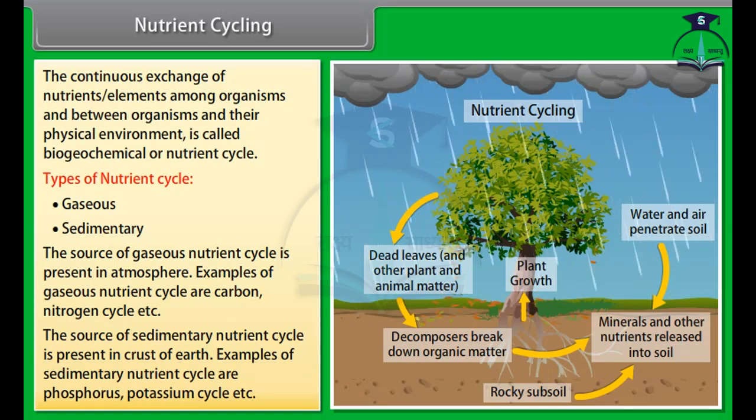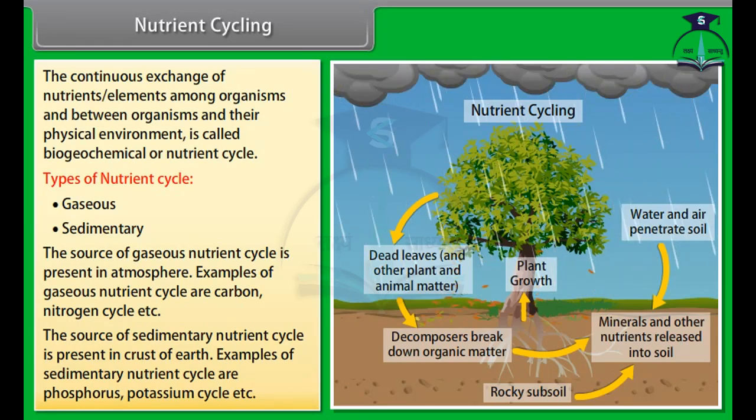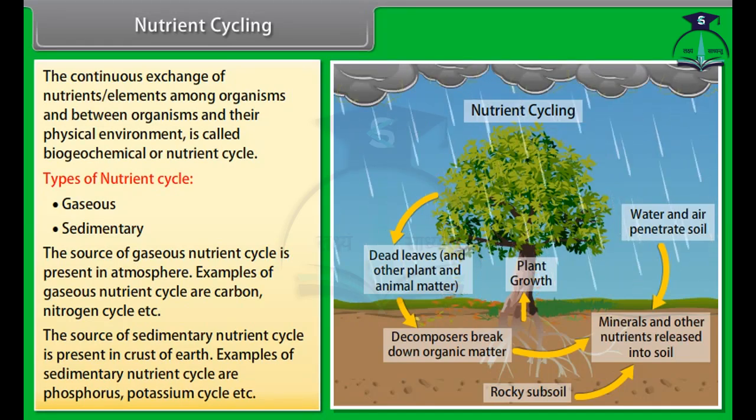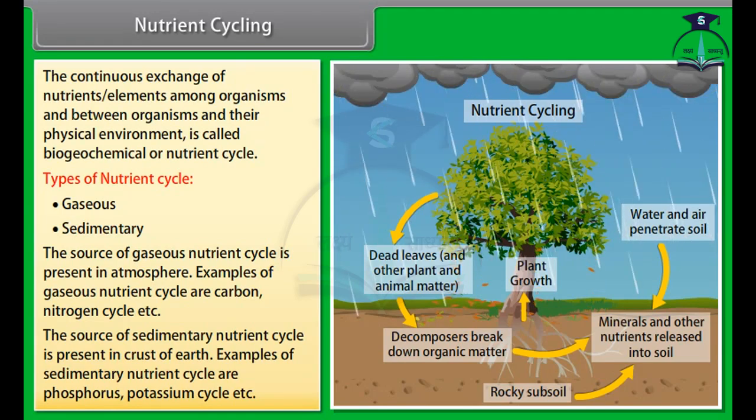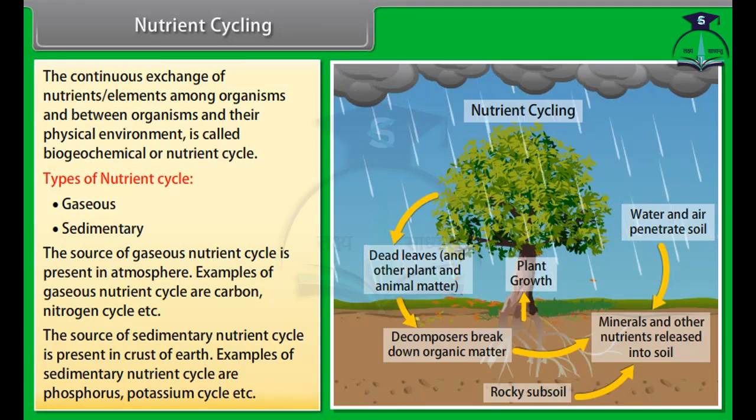The source of sedimentary nutrient cycle is present in crust of earth. Examples of sedimentary nutrient cycle are phosphorus, potassium cycle, etc.